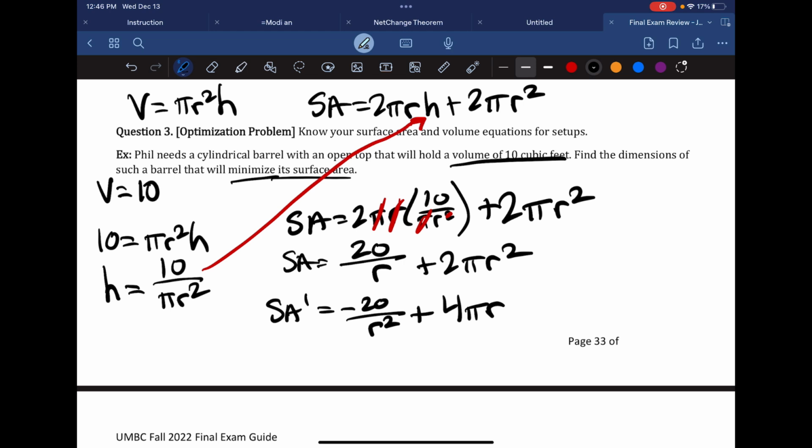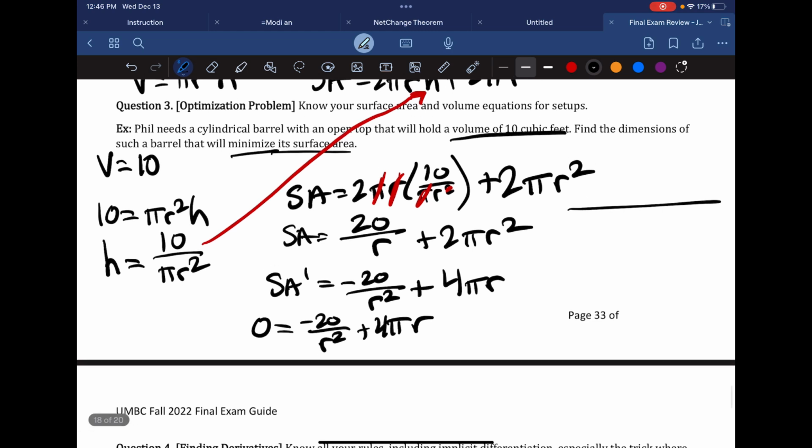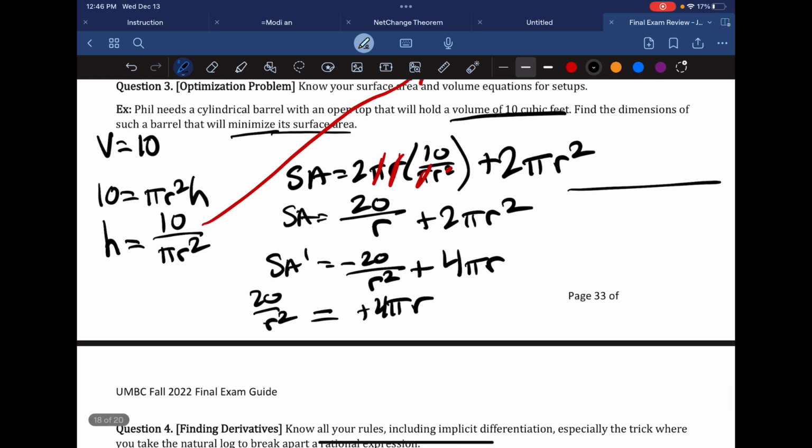Now we have to make a sign chart of this. To make a sign chart, we set it equal to 0, right? So 0 equals negative 20 over r squared plus 4 pi r. If we add 20 over r squared to both sides, 20 over r squared equals 4 pi r. Now we can multiply both sides by r, so we get 20 equals 4 pi r cubed.